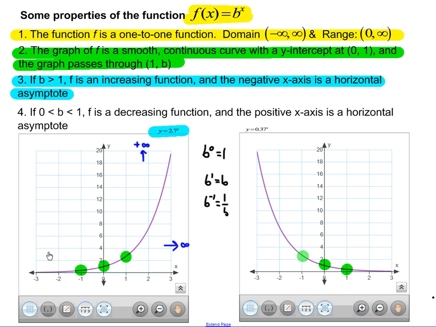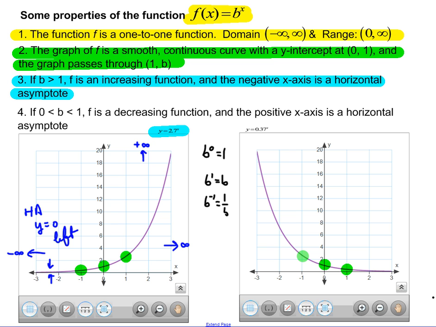But as x tends towards negative infinity, to the left, y tends towards 0. The graph approaches the x-axis. In other words, we have a horizontal asymptote at the line y equals 0 to the left-hand side of the graph.